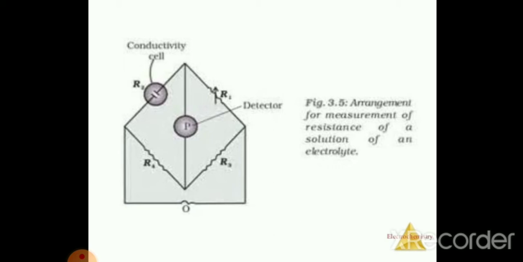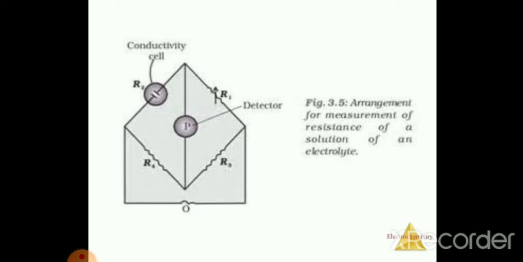P is a suitable detector, and the detector can be a headphone or any other electronic device. When the bridge is balanced, current will not flow through the detector. So under these conditions, when the bridge is balanced, the unknown resistance R2 will be equal to R1 into R4 by R3.